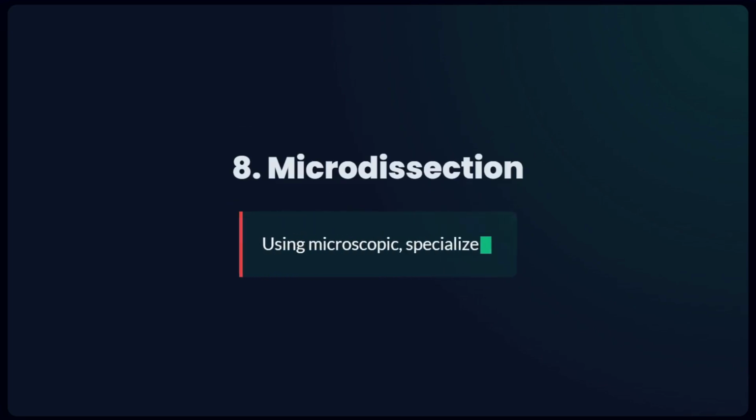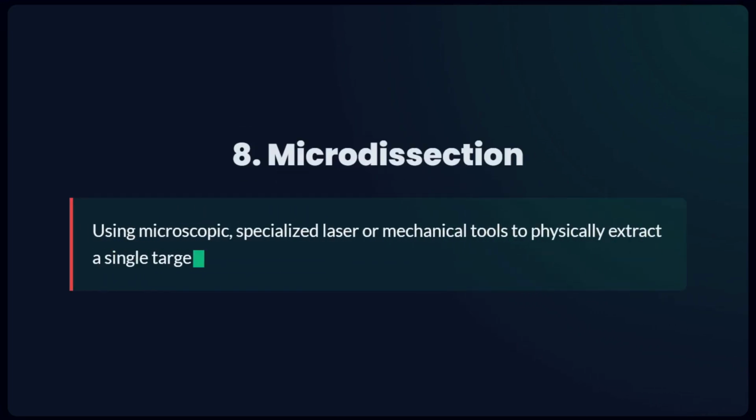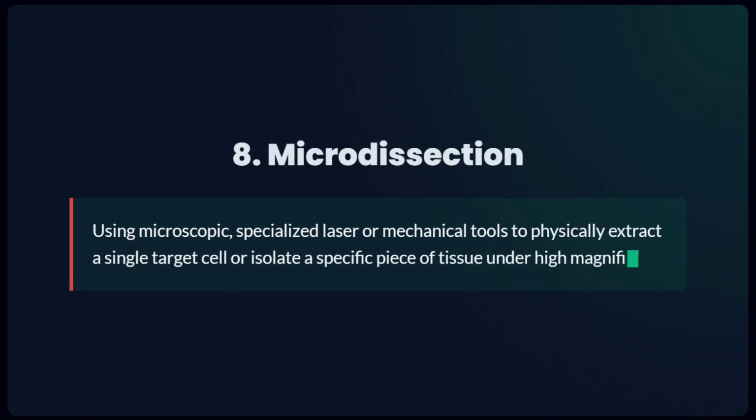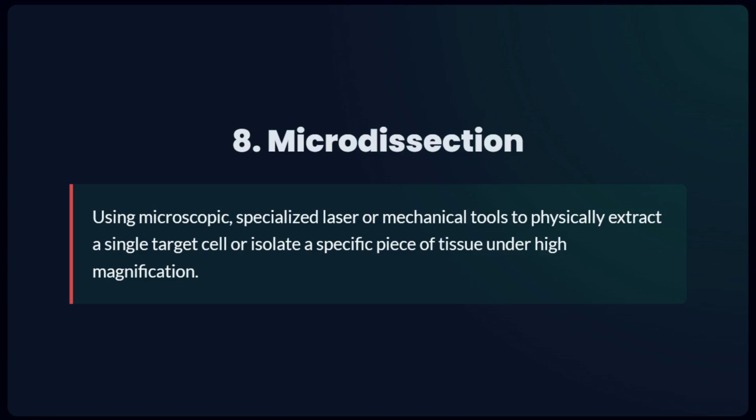Finally, we have microdissection. This ultra-precise technique uses specialized microscopic instruments, or even microscopic lasers, to physically cut out and isolate a single cell from a tissue sample for deep genetic analysis.